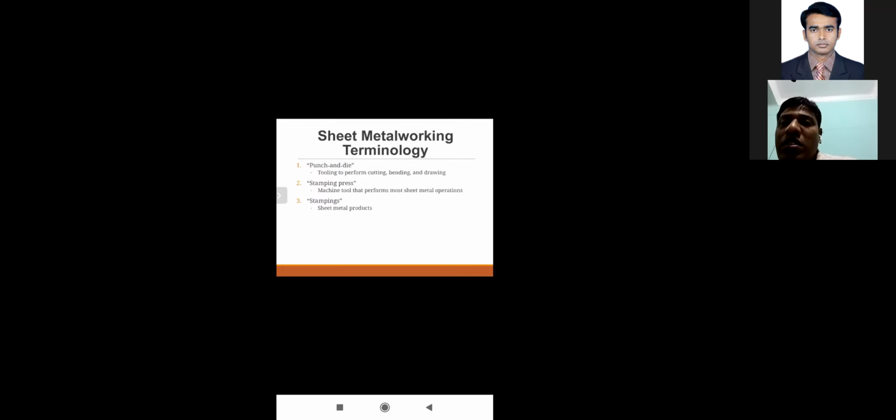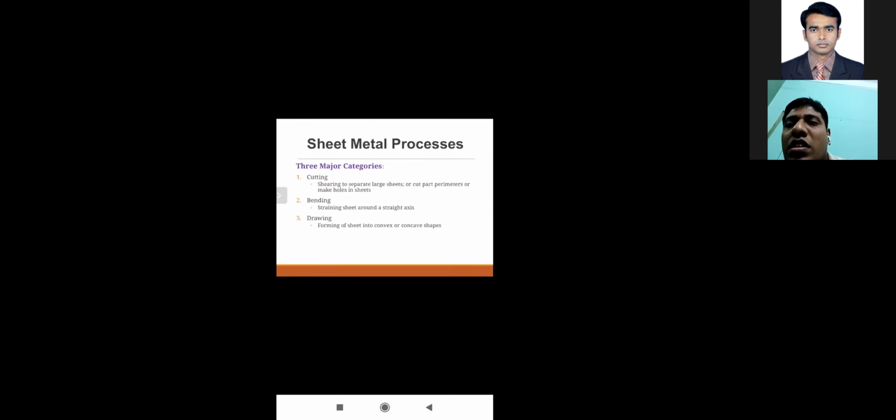There is some terminology in sheet metal working: punch and die. This is the tool which is used for cutting, bending, and drawing. Stamping press is also a machine. Stampings means sheet metal products. In sheet metal processes, there are three major categories: cutting, bending, and drawing.